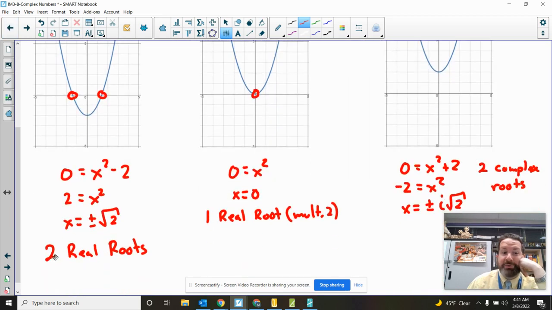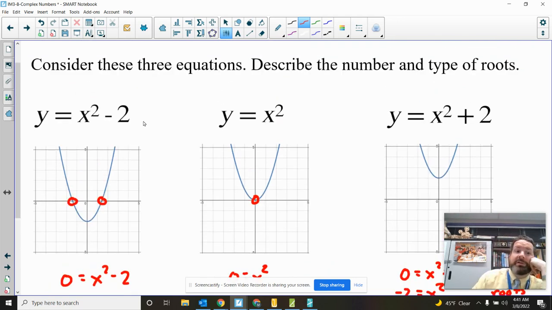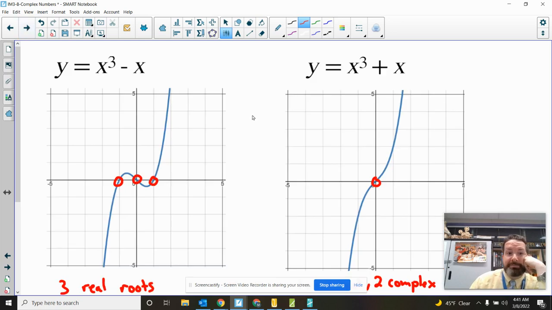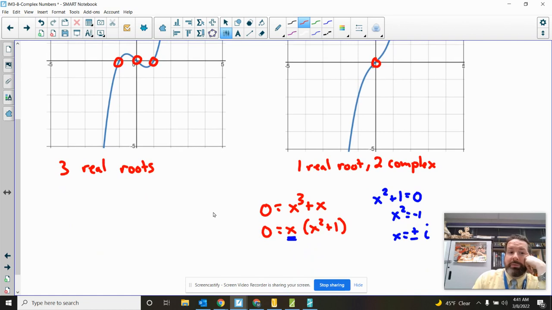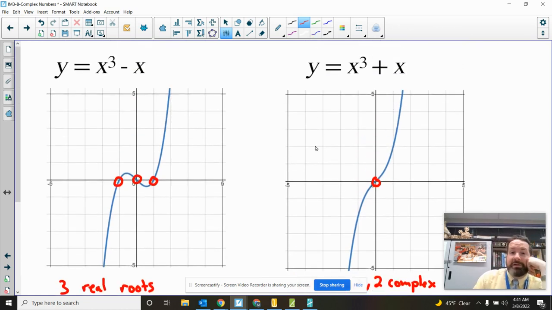Notice how all of these had 2 real roots. Here there was 1 real root twice, so 0 and 0, so 2 roots again. This had 2 complex roots. Notice that they all had a degree, a highest exponent of 2. Degree of 2, 2 roots. Let's take a look at the next one. This one had 3 roots that were all real. This had a real and 2 complex for a total of 3 roots. 3 roots, degree 3. I'm starting to see a pattern.